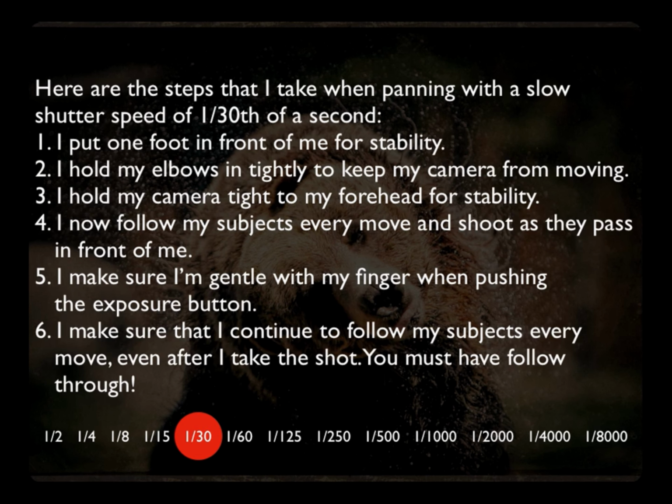Here are the steps that I take when panning with a slow shutter speed of 1/30th of a second. Number 1, I put one foot in front of me for stability. Number 2, I hold my elbows in tightly to keep my camera from moving. Number 3, I hold my camera tight to my forehead for stability.